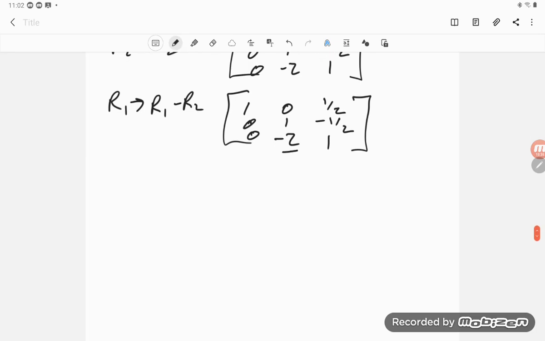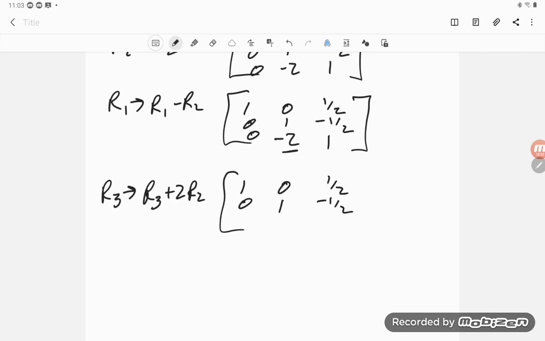And now I want to get rid of this negative 2 here, so I'm going to take my row 3 and have row 3 plus 2 row 2. So that's 1, 0, 1/2, 0, 1, negative 1/2. And then 0, 0. And now negative 2 times 1/2 is positive 1, and add that to 1, I get 2. Oh, I messed up my arithmetic somewhere.